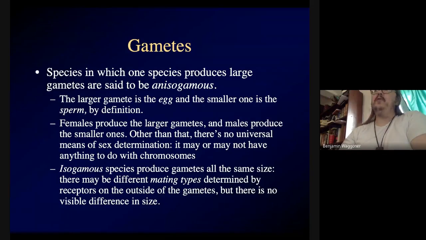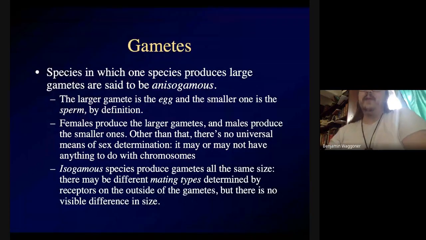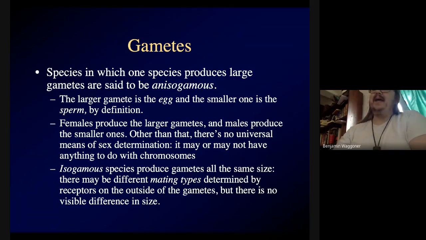This is certainly true of animals, all of them that I know, very much true of plants. It's not necessarily true for fungi and for many seaweeds, for example, but species in which one, this is a misprint in the slide, in which one gender, one sex produces larger gametes and one produces small ones are said to be anisogamous. The larger gametes, the egg, and the small ones, the sperm. The female is the one that produces the large gametes. The male is the one that produces the small gametes.